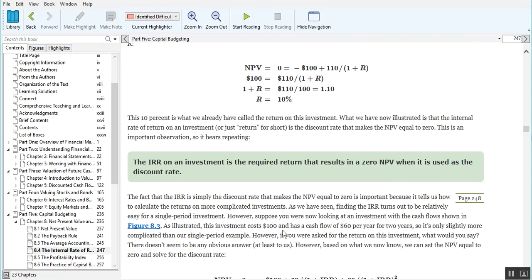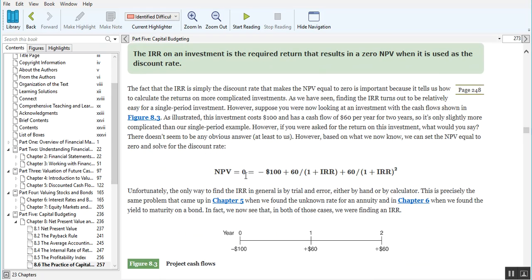The internal rate of return on an investment is the required return that results in a zero net present value when it's used as a discount rate. So basically what you're saying is this internal rate of return will calculate a zero net present value if it's used as a discount rate. So basically this is the way we would calculate it right here.